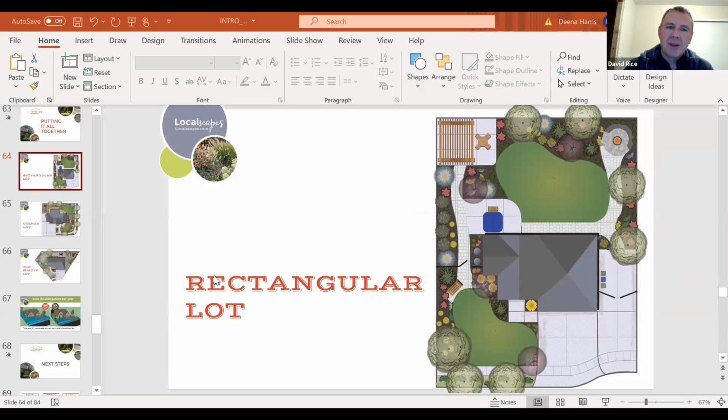So Trish said thanks for that rectangular lot. I have that Facebook page, Dave. Okay, go ahead with that. So it's Localscapes Work Group. So I can show you. Localscapes Work Group. I don't know if you can see. Can you see it there, Dave?